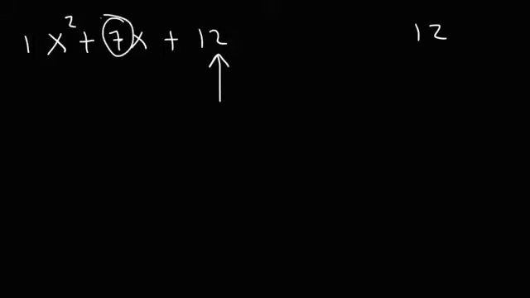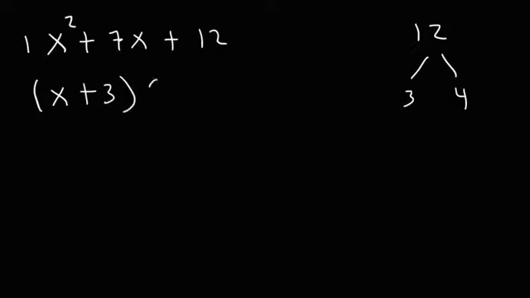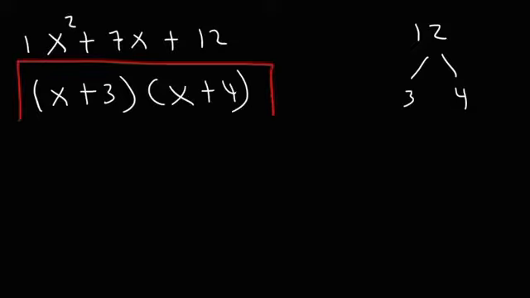Now the next thing we need to talk about is factoring trinomials. This is when we have three terms. And we're going to factor it when the leading coefficient is 1. So what you want to do is find two numbers that multiply to 12 but add to 7. Two numbers that multiply to 12 but add to 7 are 3 and 4. 3 plus 4 is 7, 3 times 4 is 12. And so the way you would write your answer is going to be like this. It's x plus 3 times x plus 4. And so that's it for that example.